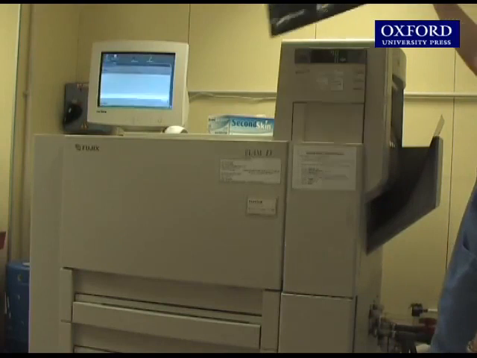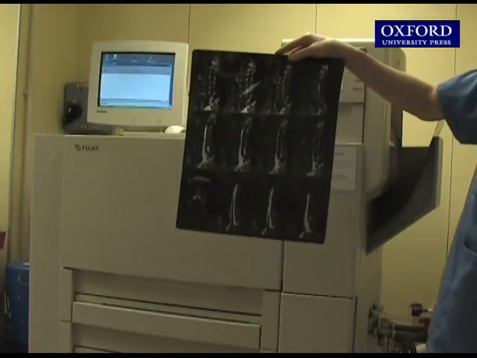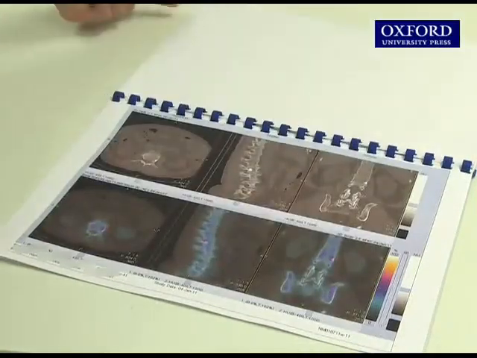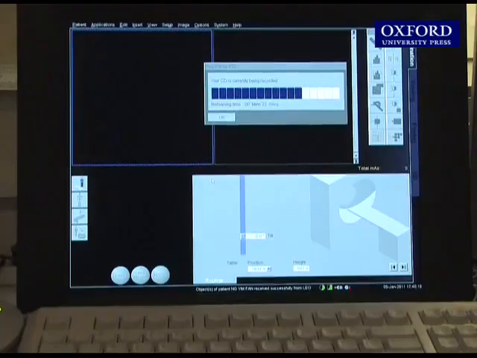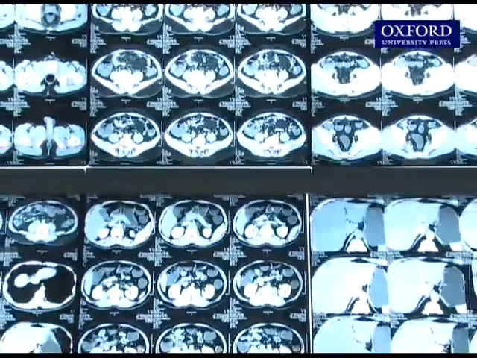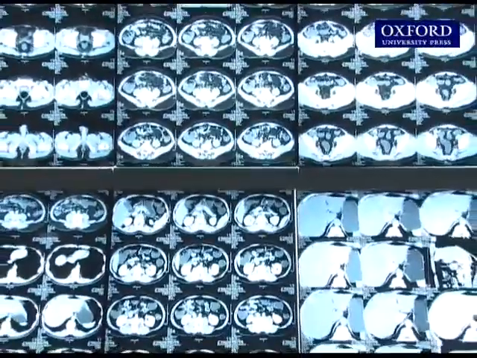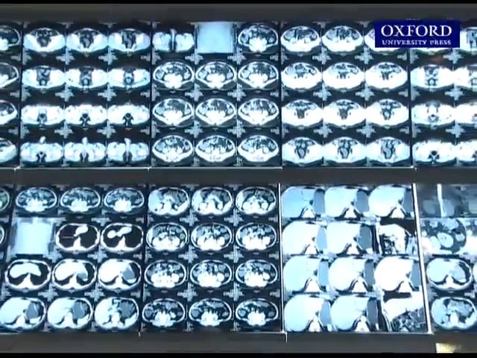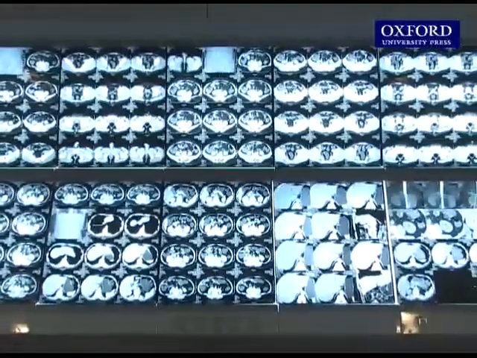The processed images are then output as films, color prints, or CD-ROMs. The images are passed to the doctor for further analysis and interpretation. A report of the findings and diagnosis is then issued.